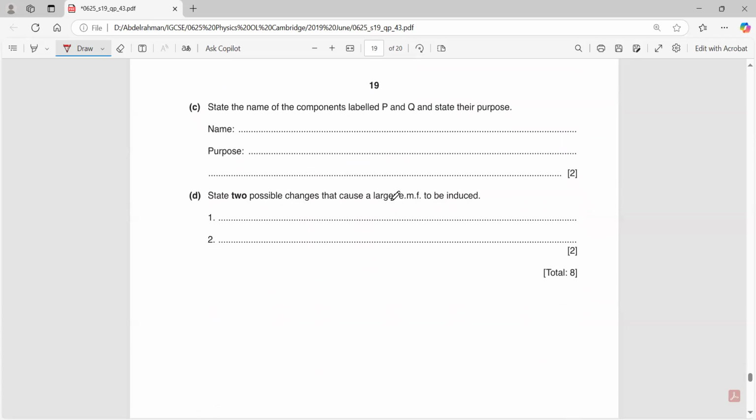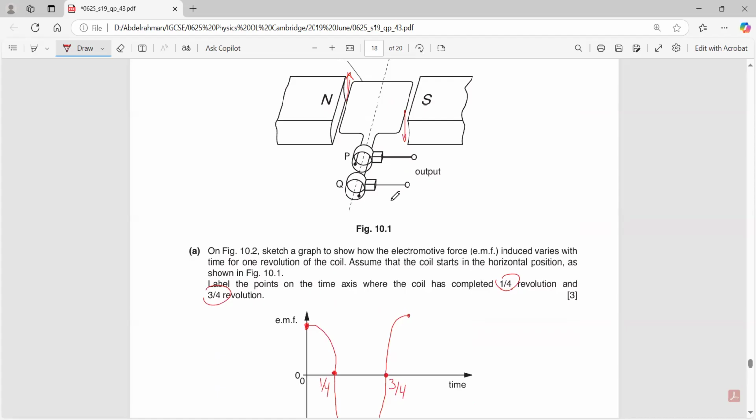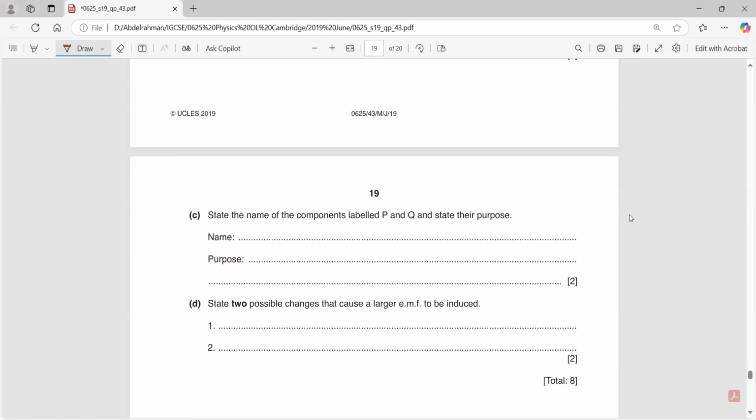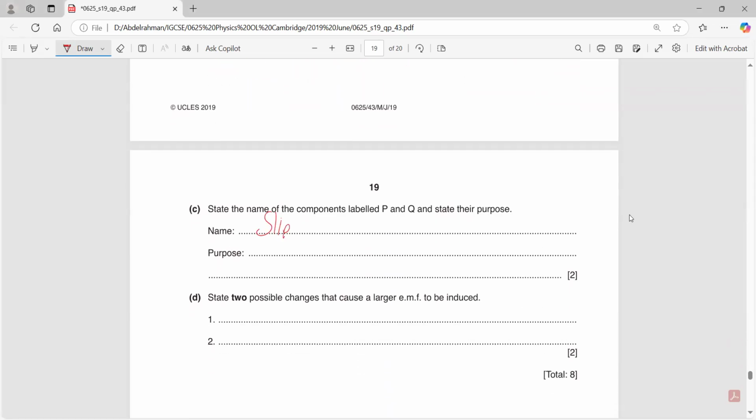State the name of the components P and Q and state their purpose. What are P and Q? Are they split ring commutators? No. This is an AC generator, so they are slip rings. They provide a continuous connection. They are connected to the coil continuously while rotating.